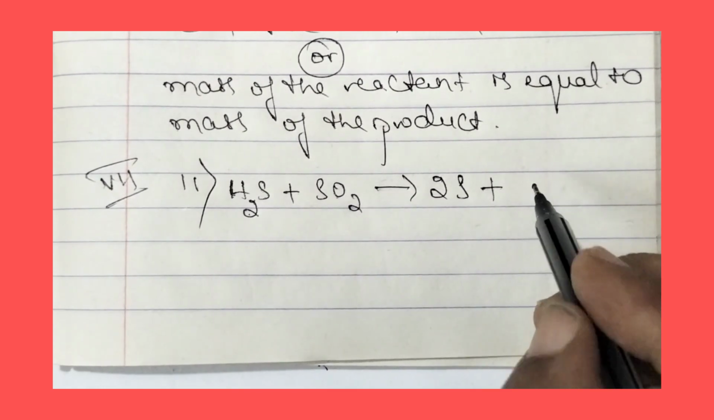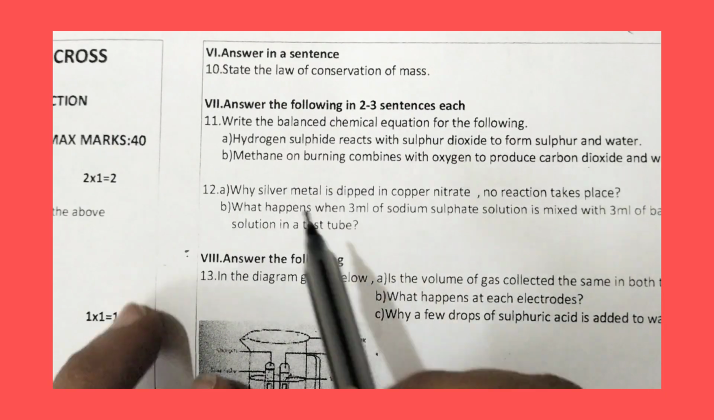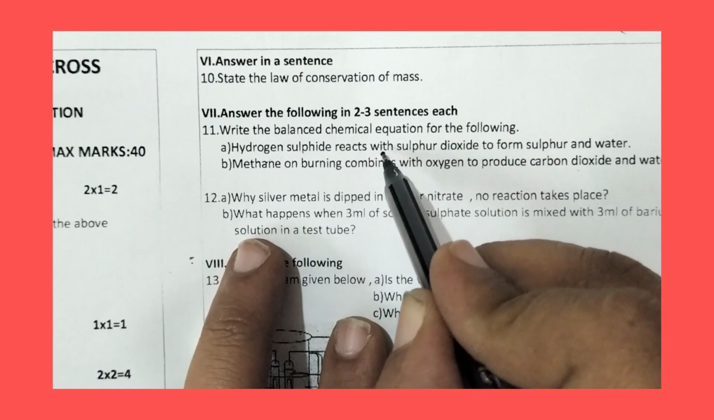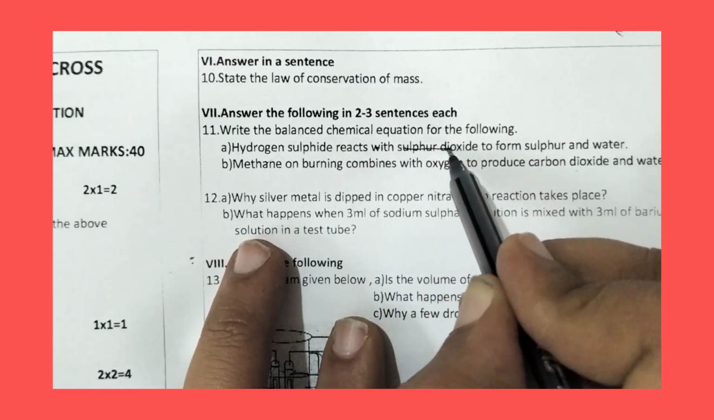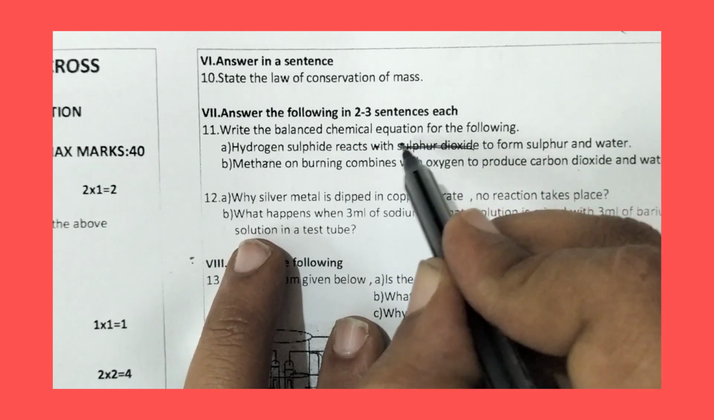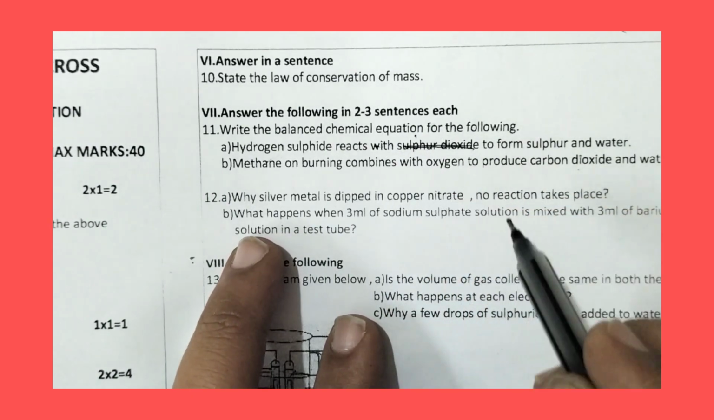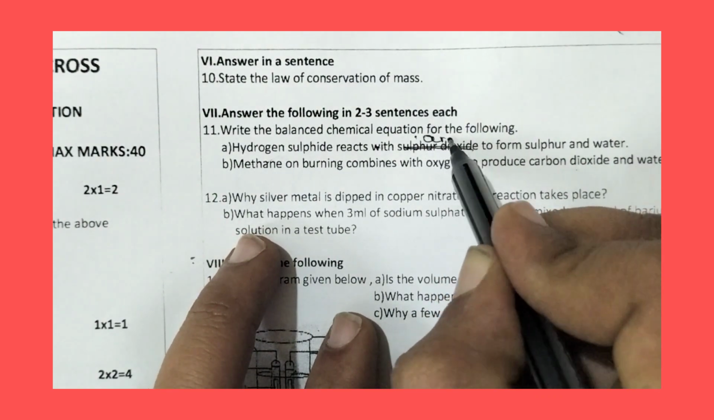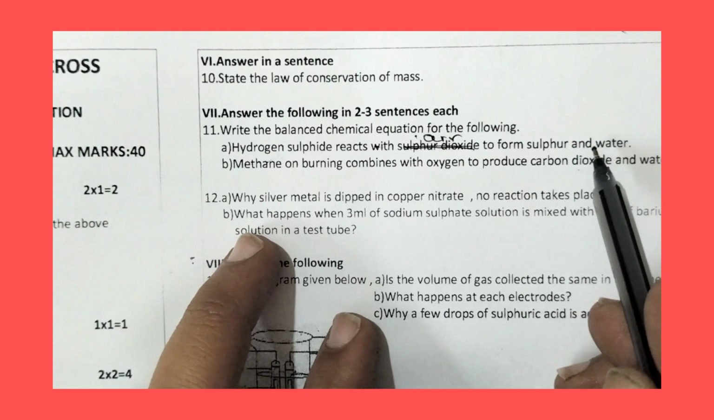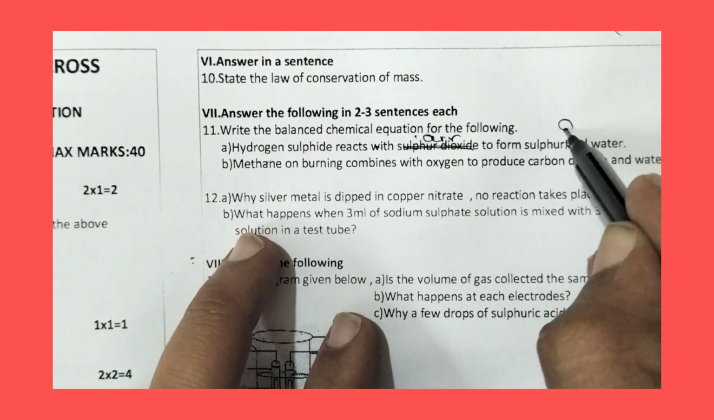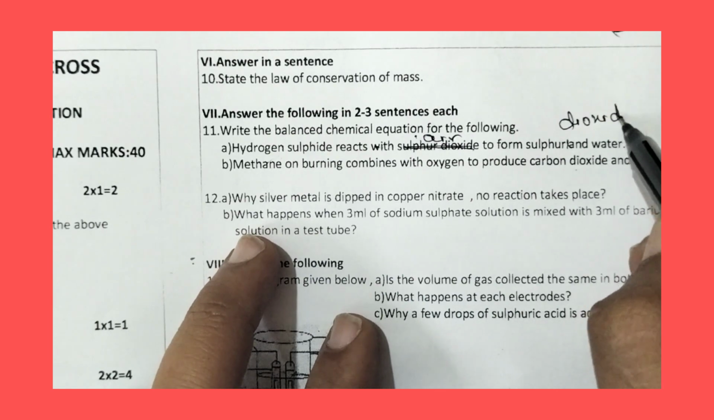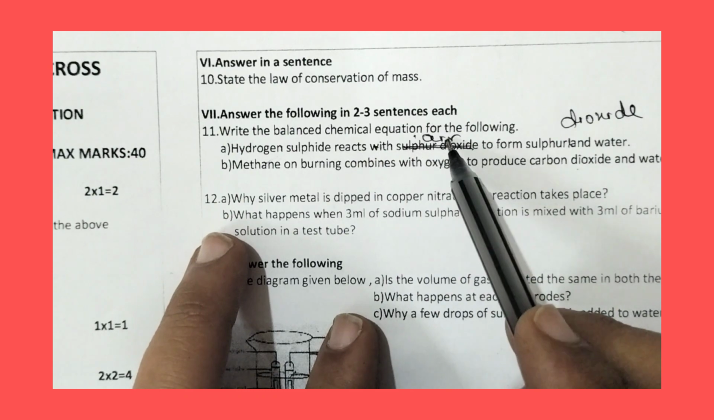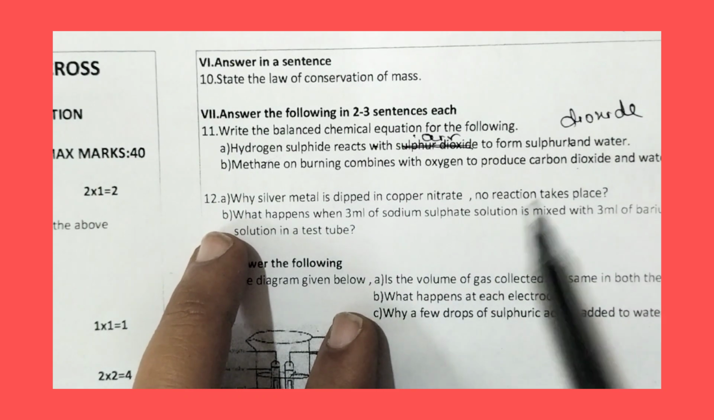So we have to write it as, in the question, hydrogen sulfide reacts with or burns with oxygen. So hydrogen sulfide gas when it burns with air, or reacts with air, forms sulfur dioxide and water. To form sulfur dioxide. This is a mistake, sorry. Hydrogen sulfide reacts with air to form sulfur dioxide and water.